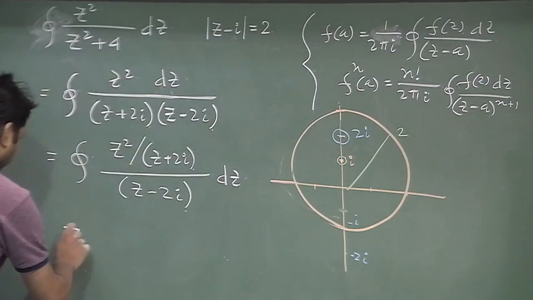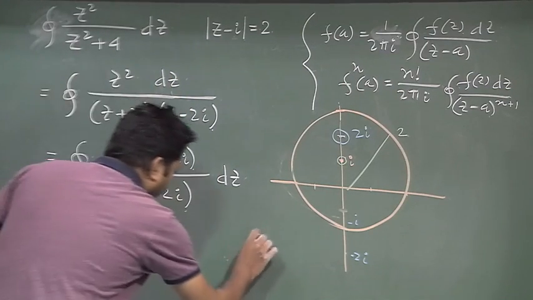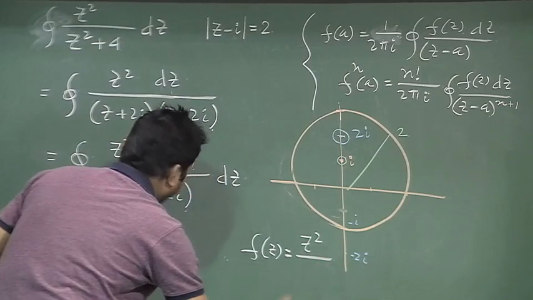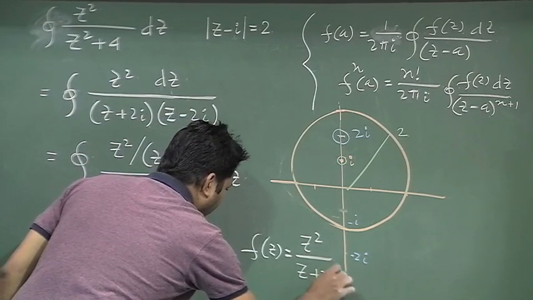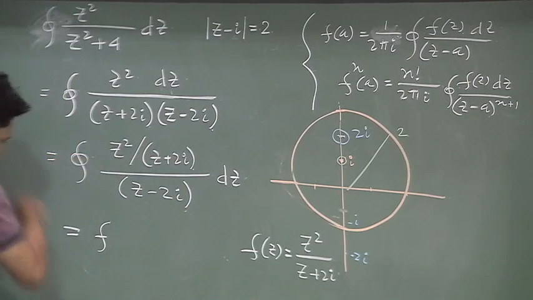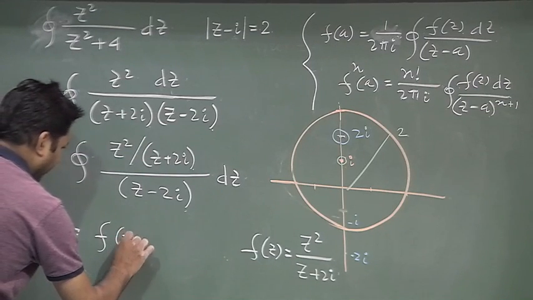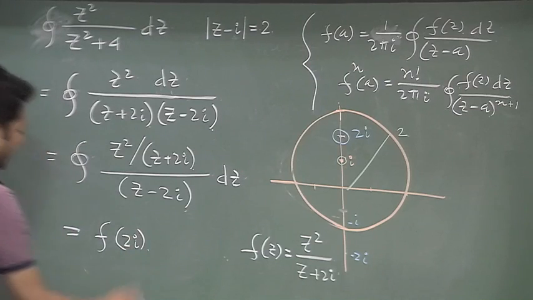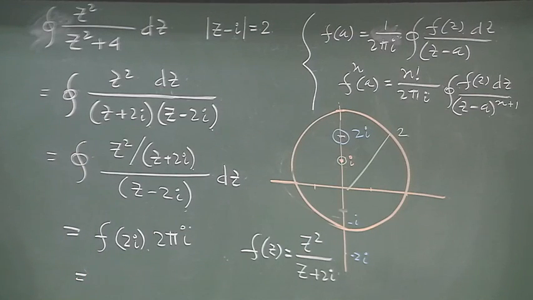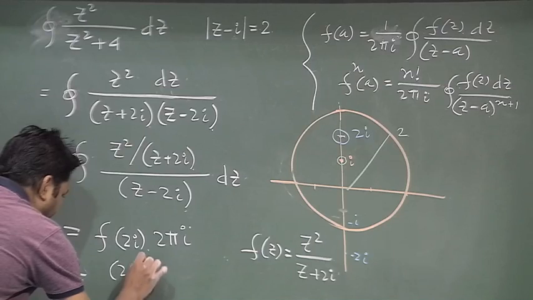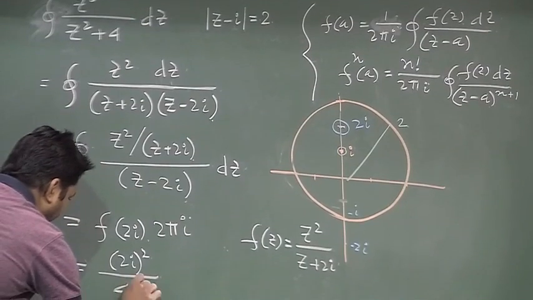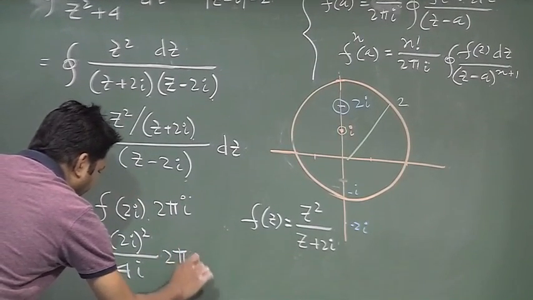So, what should be the value here? The value will be the function here. Function of z is how much? This quantity z square divided by z plus 2i. I just replace this function. So, it should be the function at the 2i point multiplied by 2 pi I. Function at the 2i point means how much? z square is 2i square divided by 2i plus 2i, which is 4i, then it will be 2i, 2 pi I.